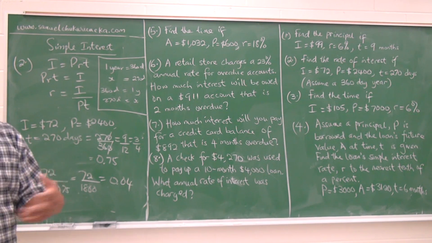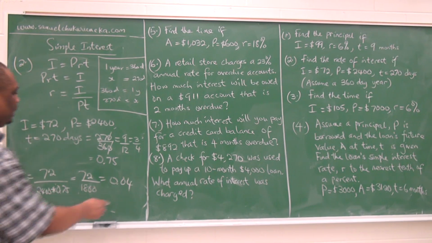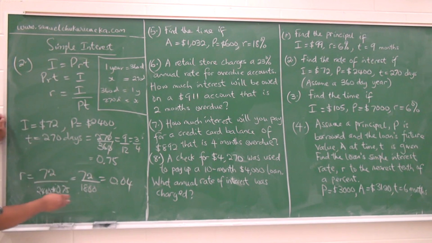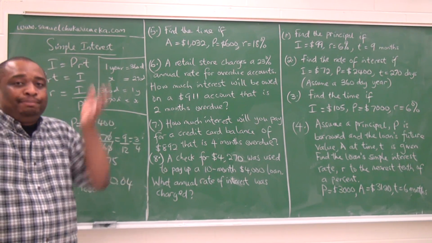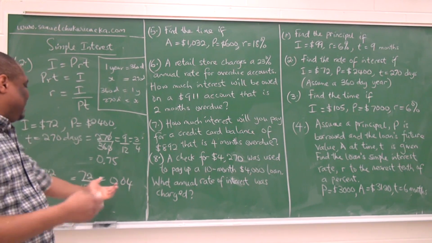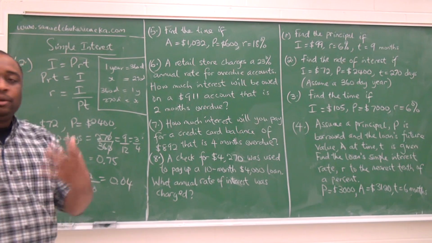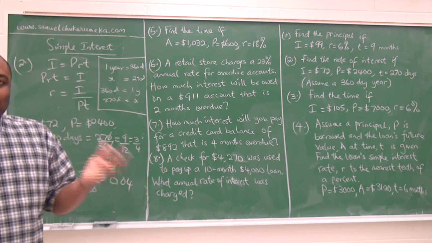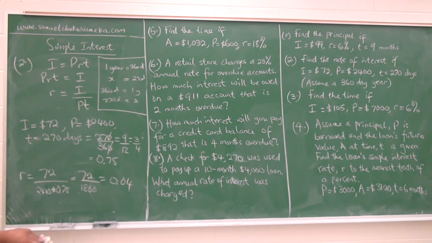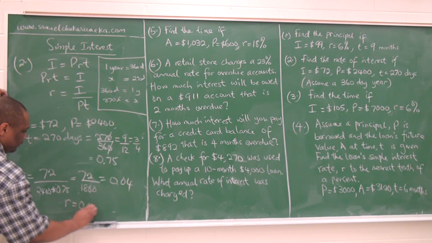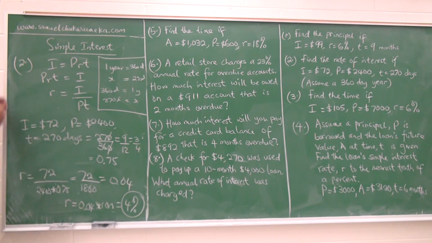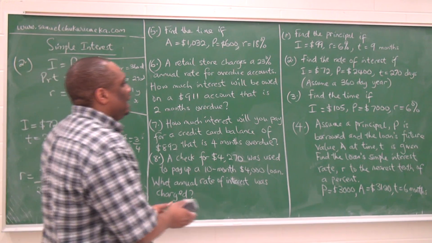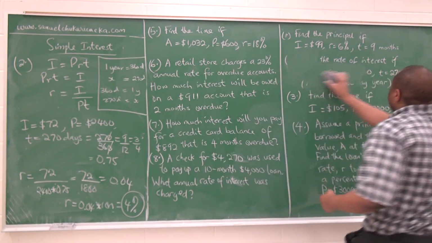Now we say the rate is usually expressed as a percent, right? So if it's 0.04, that means we change this decimal to percent. Now the rate is the percentage, but usually we write it as a decimal. But let's convert it back to percentage. If you want to convert decimal to percent, you multiply by 100. So 0.04 times 100 gives you 4%, a 4% interest rate. Okay, now we are done with 1 and 2.